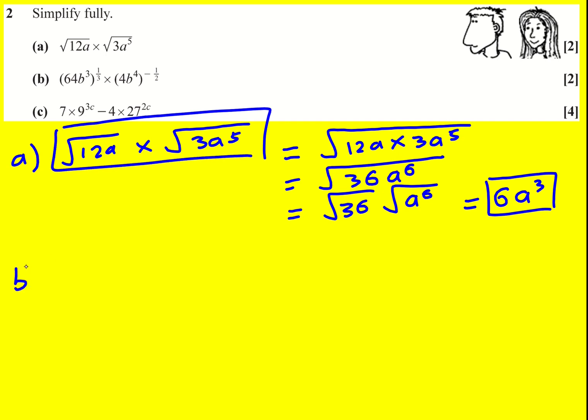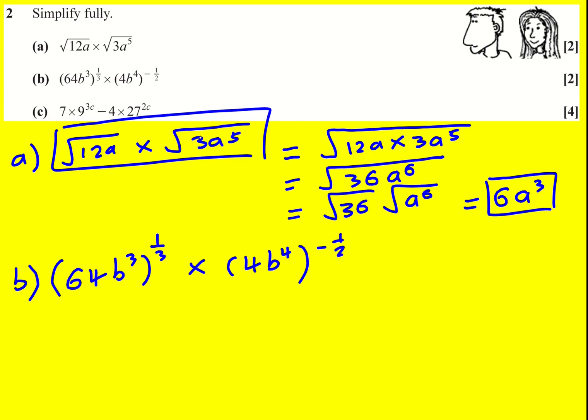B. Okay, 64 b to the 3 to the third. Now this time the powers are different. Essentially, I had both of these raised to the power of a half, so it made sense to bring them together. But now I've got a third and I've got minus a half, so I can't multiply these in any way. But what I can do is simplify them separately.